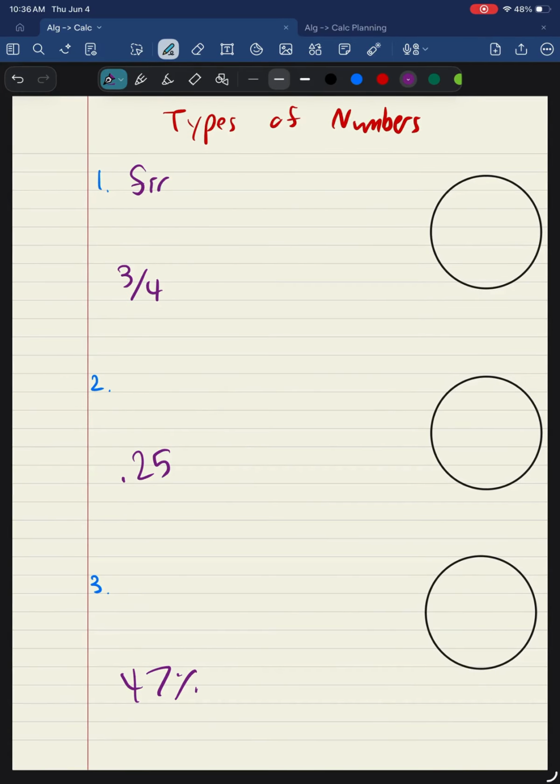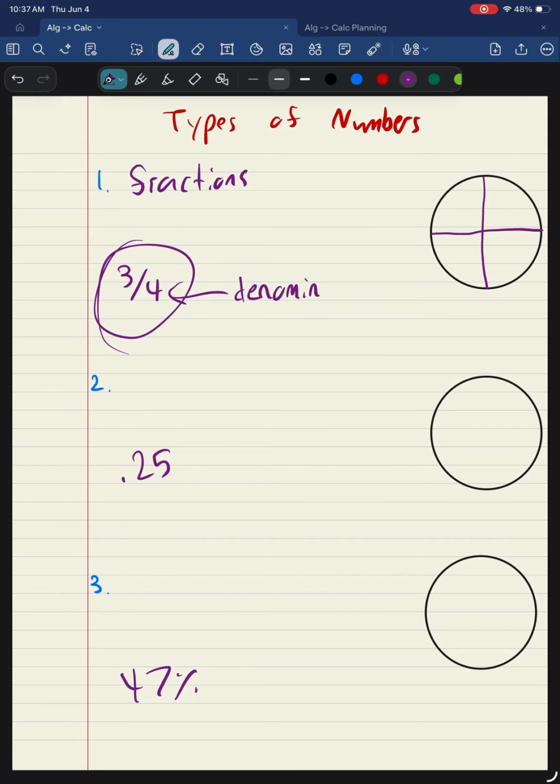So for the first one, for fractions, let's take this number here, 3 over 4. When trying to visualize this, what we can do is draw a pie chart. You've probably seen these before, but we split it up into 4 different sections. And we do that because there's a 4 here on the denominator, which is the bottom number of a fraction. Let me write that down actually. Denominator.